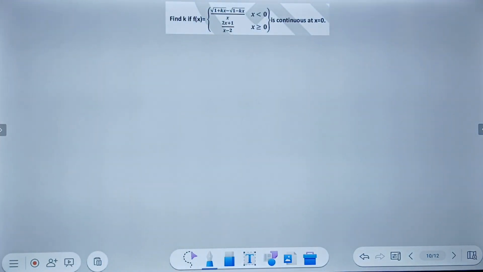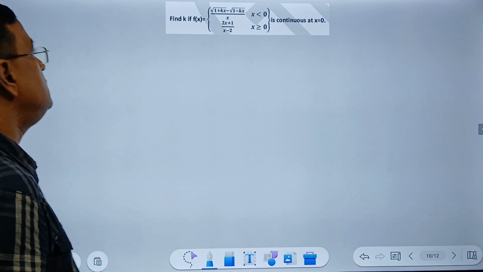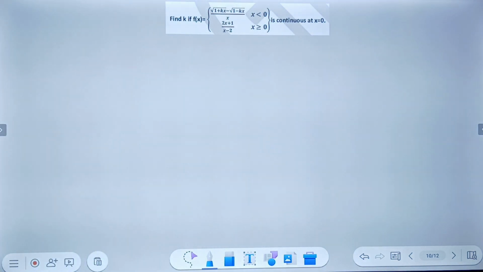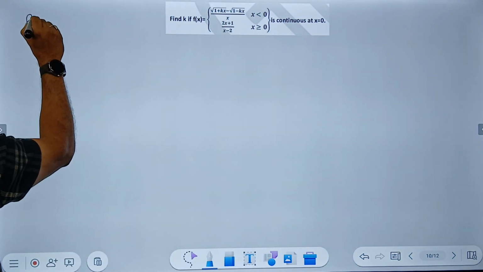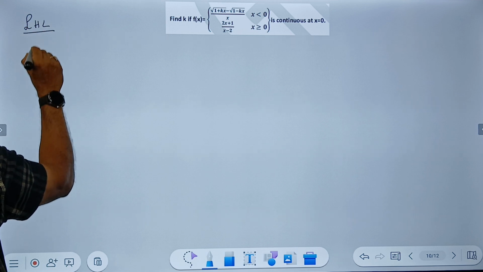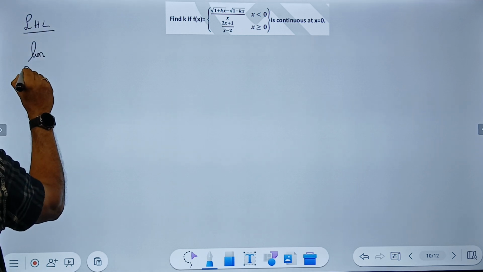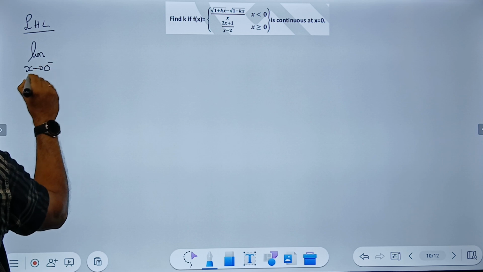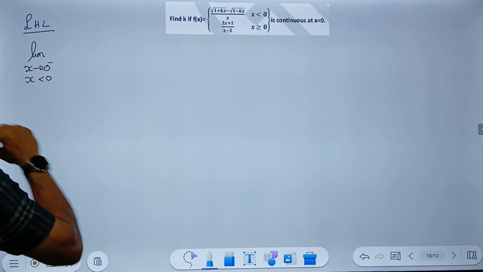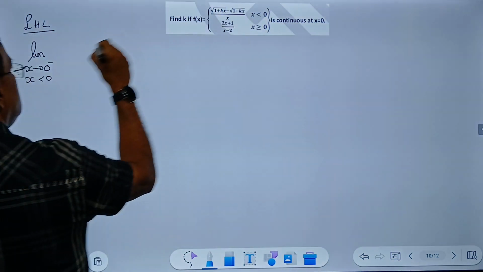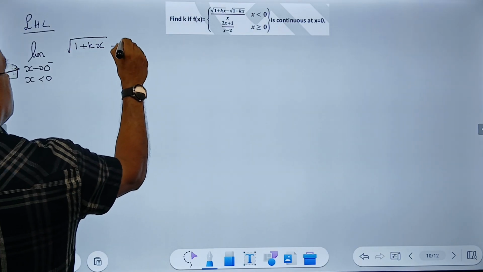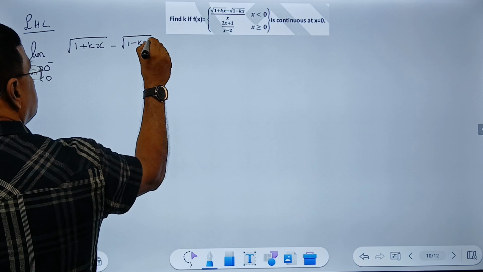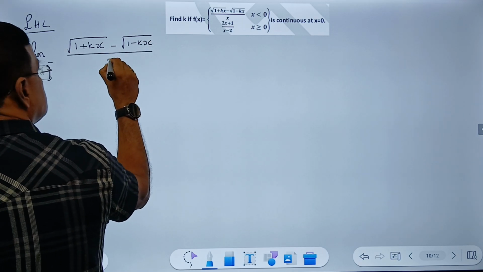Now the next question. Very easy and very simple question. Find the value of k if this function is continuous at x equal to 0. So it's already given the function is continuous. So first, as usual, we go to our routine, left hand limit. What is my left hand limit? Limit x approaches 0 minus. 0 minus means less than 0. Less than 0 means which is the function? It is root of 1 plus kx minus root of 1 minus kx divided by x.